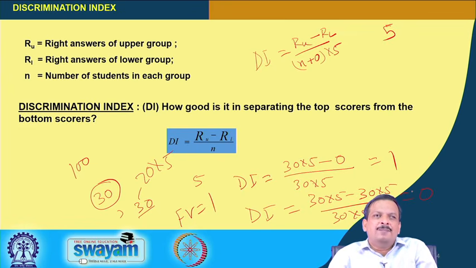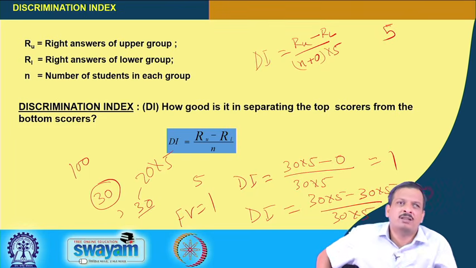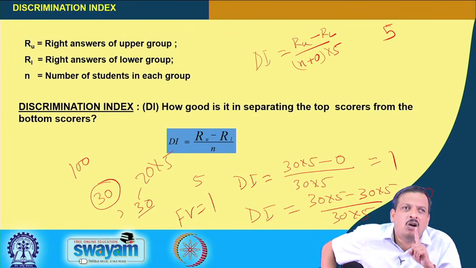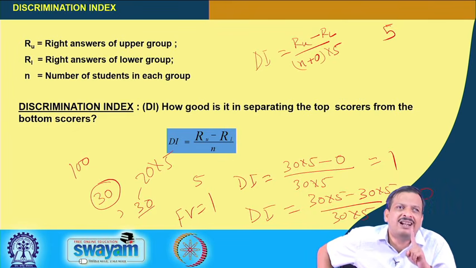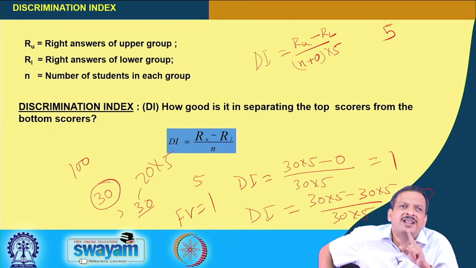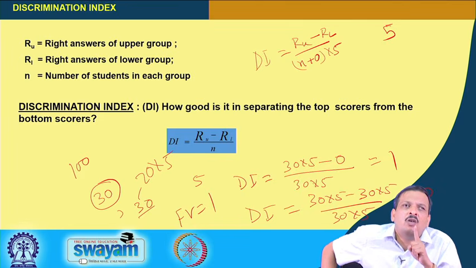That means, if the question is easy, then DI is not able to discriminate between the good students and bad students. So, what is the meaning of DI equal to 1? DI equal to 1 means only good students are able to answer. What is the meaning of DI equal to 0? That means the facilitation value is 1. That means all students can give that answer.